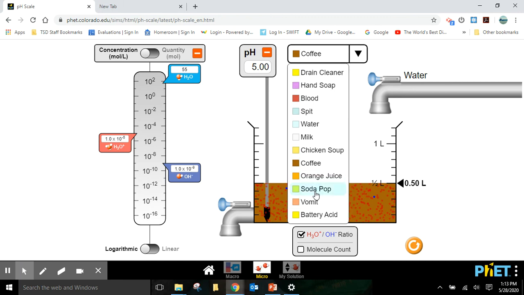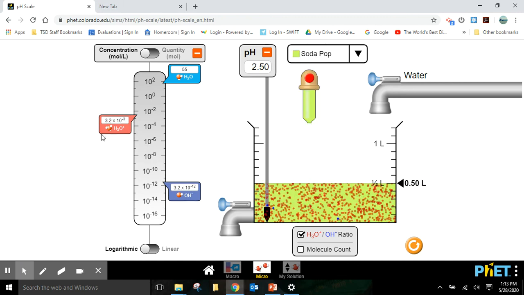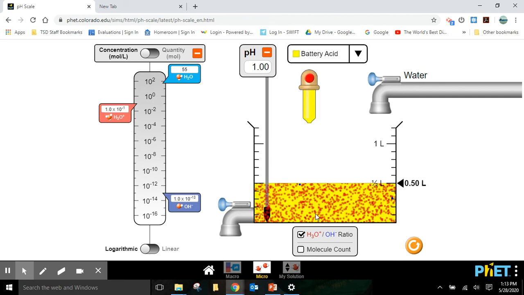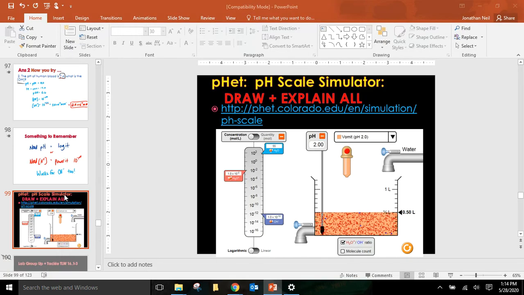Or even better, some soda pop. That's to the negative 3rd. Oh, but it's 3.2, so it's 2.5. That's really acidic. Oh, no wonder my dentist doesn't like me. Hey, battery acid. Ooh, to the negative 1. That's a lot of hydrogens, right? Hope that helps it make sense for you.